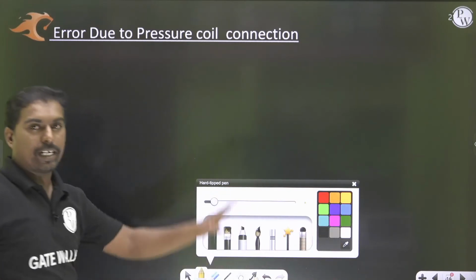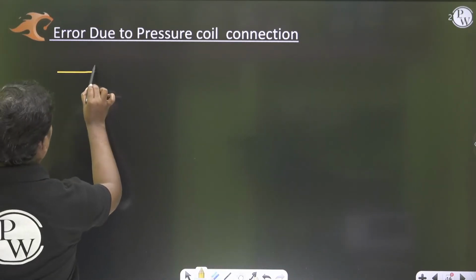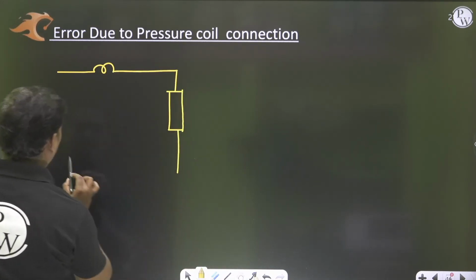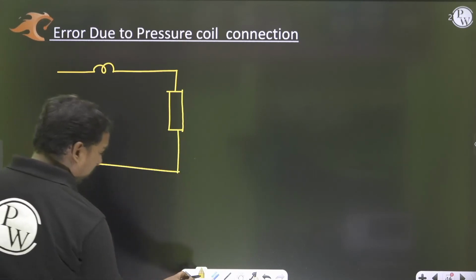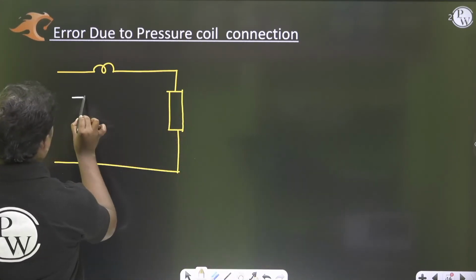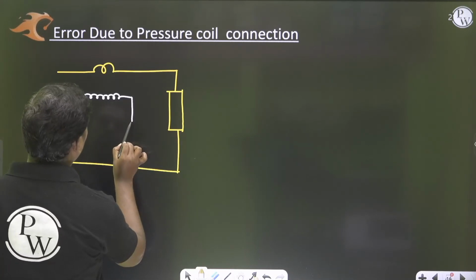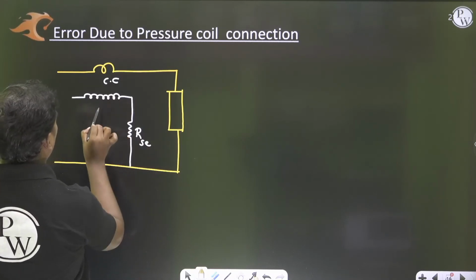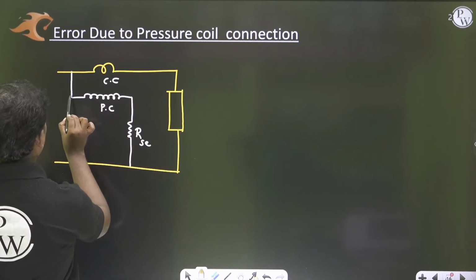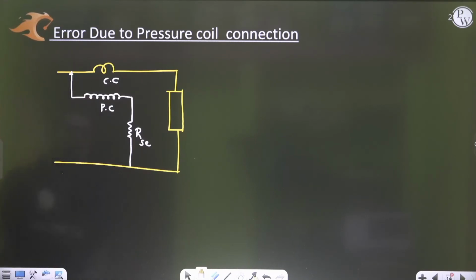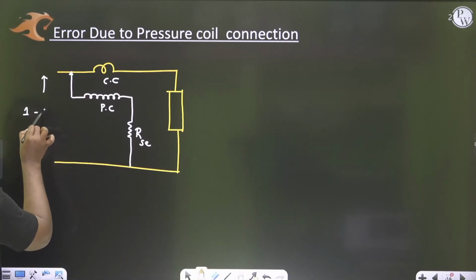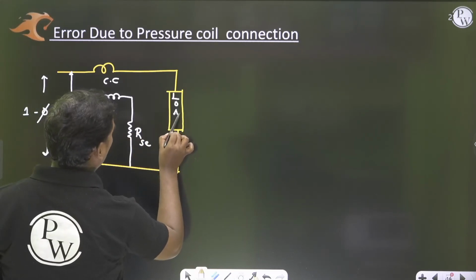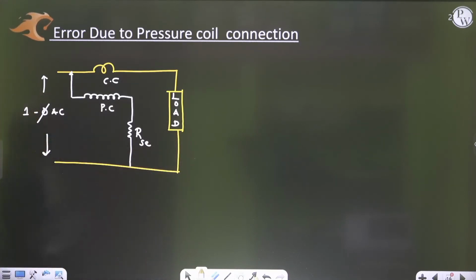So let me take the current coil. This is the current coil. This is connected to our load. And here comes the potential coil. Let me take the potential coil like this. And the potential coil is connected to the current coil. The connection is here. So if you take the supply, the load, now what happens? Let us observe.